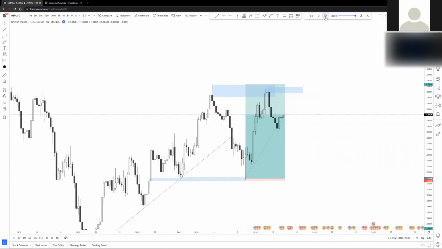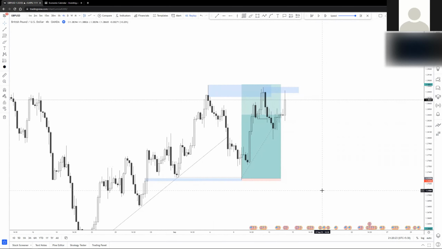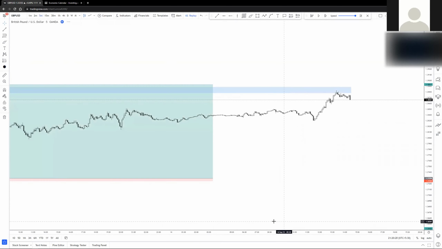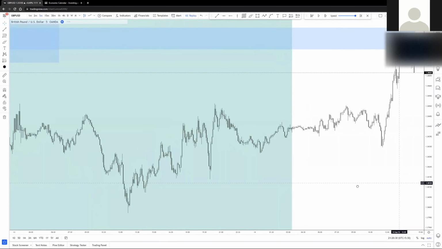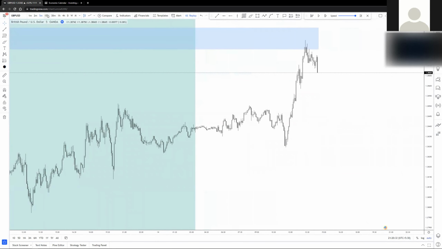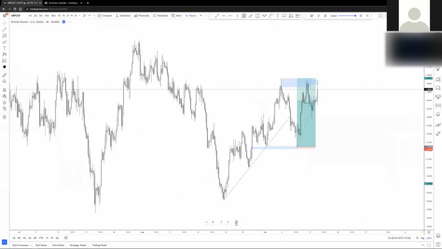So what happened? Now price is going up, and look at the rejection when price gets into these levels. Why? Inducements. It's dropping, and more and more traders are getting in.